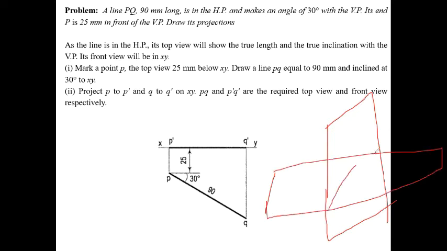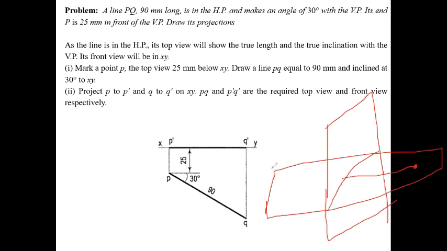So this is the XY. Point P is in front of the VP. Suppose this is 20 millimeter, this is 25 millimeter, and this is not given on the HP, so this is on the HP. So we can consider the front view on the XY plane, and Q also on the XY plane.